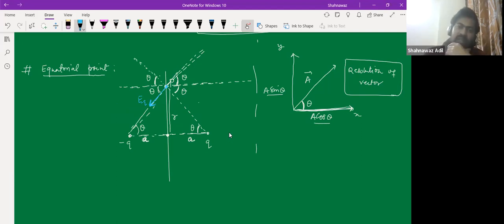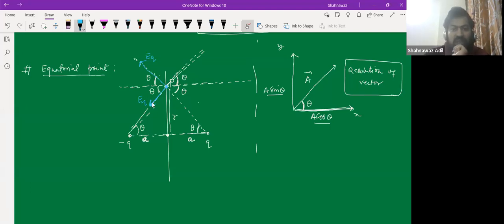So what I was saying is that due to this minus q, the electric field would be towards its side. And due to plus Q, what would be the electric field? The electric field will be going away from Q, sir. So that would be in this direction. Good. So we have this plus Q, this is minus Q.